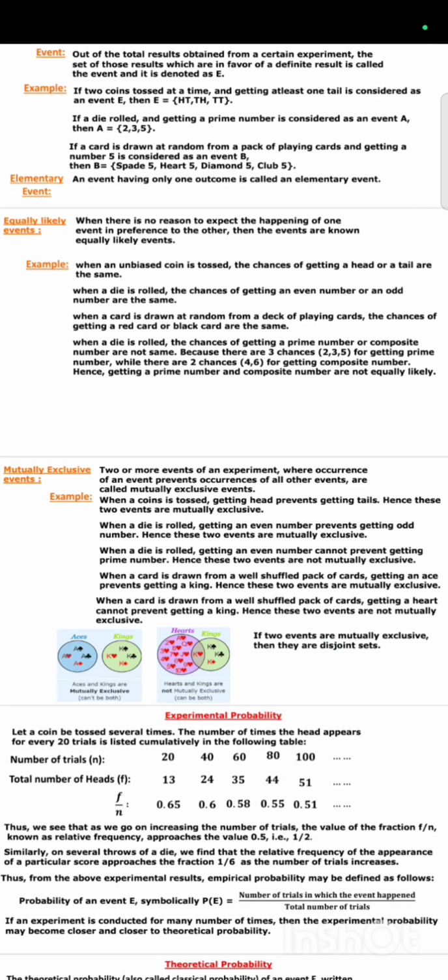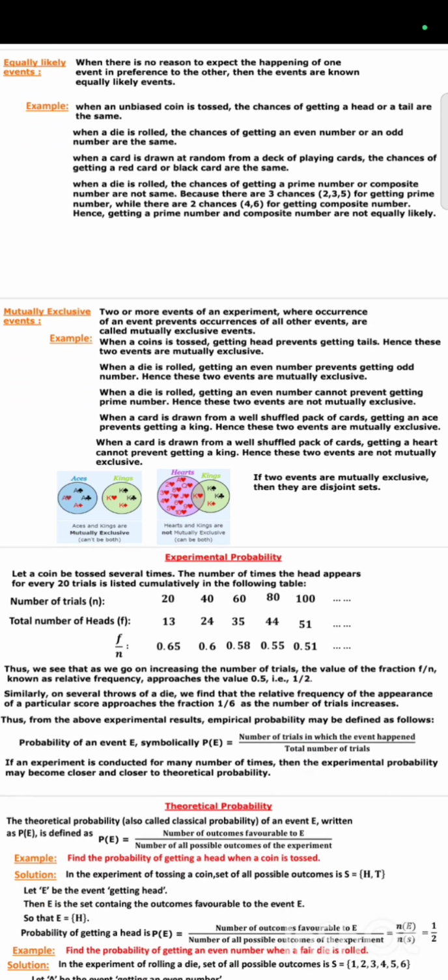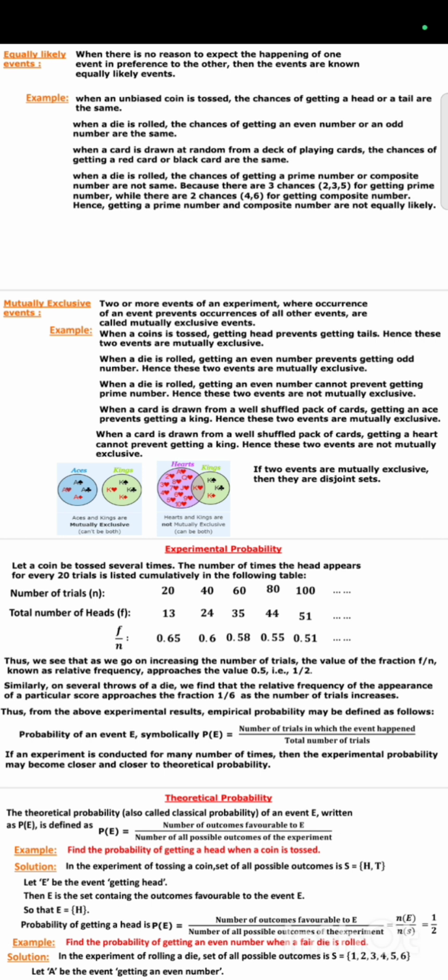Next, mutually exclusive events. Again I am explaining, see, two or more events of an experiment where the occurrence of one event prevents the occurrence of all other events are called mutually exclusive events. After writing the exam, if you get pass marks, that prevents the other outcome, like fail, yes or no. So like that.